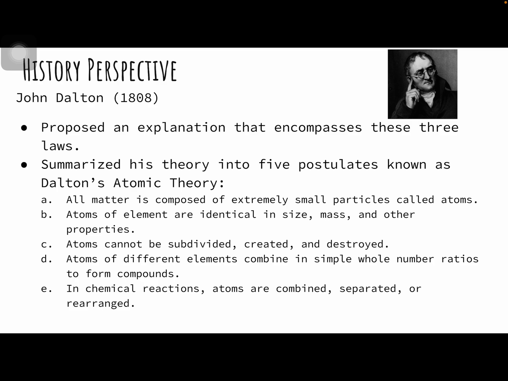So A, all matter is composed of extremely small particles called atoms. B, atoms of an element are identical in size, mass, and other properties. C, atoms cannot be subdivided, created, or destroyed. D, atoms of different elements combine in small whole number ratios to form compounds. And E, in chemical reactions, atoms are combined, separated, or rearranged.